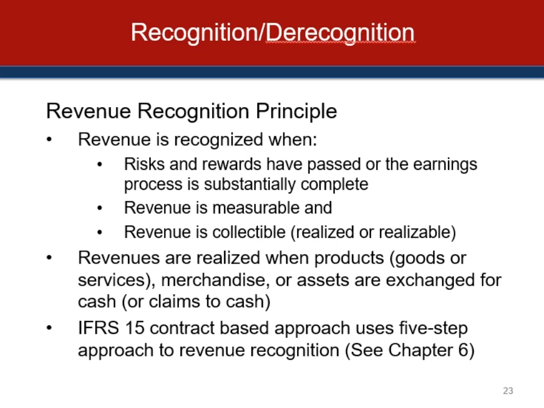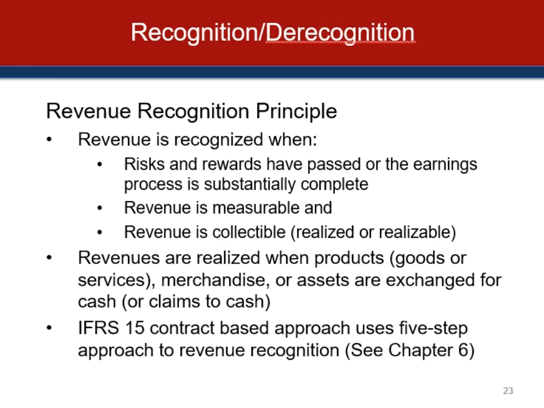We were briefly talking about the revenue recognition principles, and I didn't scroll forward. So once again, revenue is recognized when completion, risk and rewards have passed. So you've done substantially everything you need to do for the earnings process. So that's completion. Measurability or calculability and collectability are key to recognizing revenue. So revenues are recognized when these three things are true.